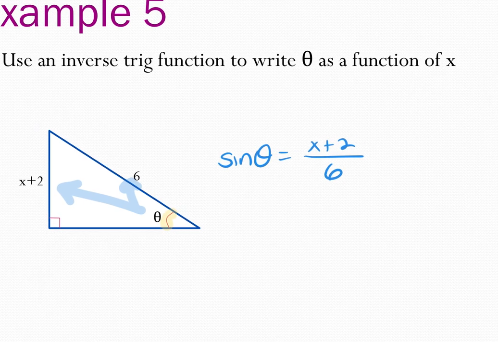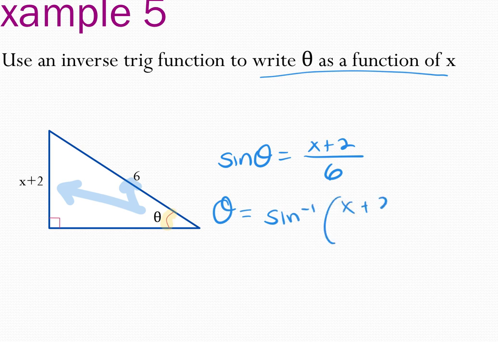And that's what it means. Write theta, well, almost. Write theta as a function of x. So if I wanted to solve for theta, I would say theta equals sine negative 1 of x plus 2 over 6. So I rewrote theta in terms of x. Could you plug that into the calculator? No, you have 2 unknowns. You'd need at least one more. If I knew what x was, I could find theta, or if I knew what theta was, I could find x, but I have 2 unknowns there.